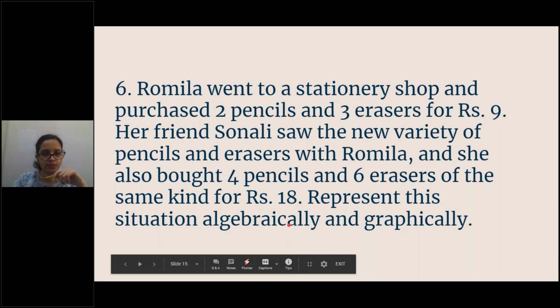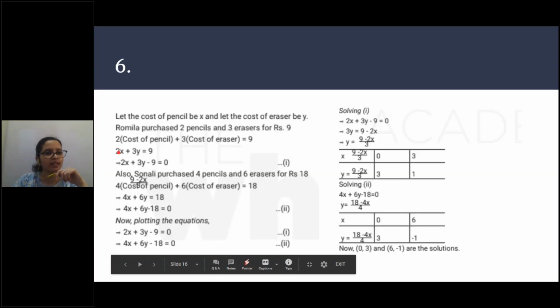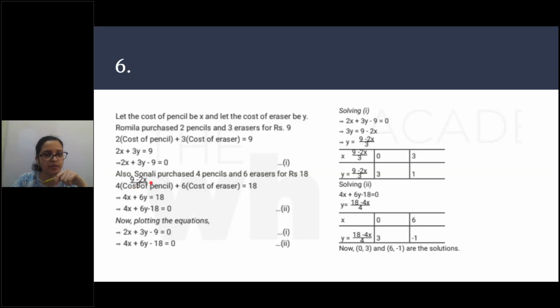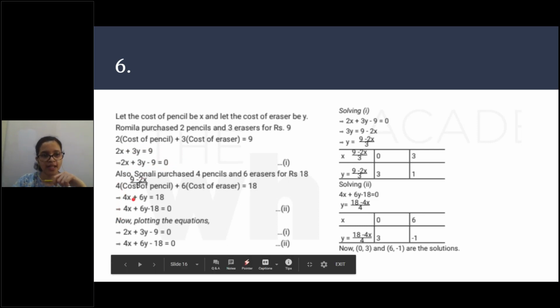So then I'll just quickly take you through the solution. There is a 9 minus 2x by 3 written in two or three places by mistake, so just ignore that. Like I said, let the cost of the pencil be x and the cost of the eraser be y. And they have simplified and written it. So 2x plus 3y is equal to 9, or 2x plus 3y minus 9 equals 0. And similarly, they've written the second equation.